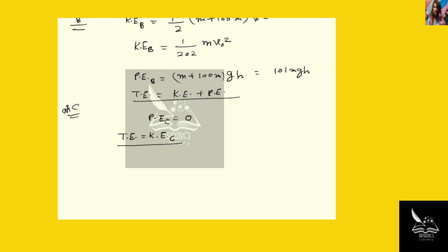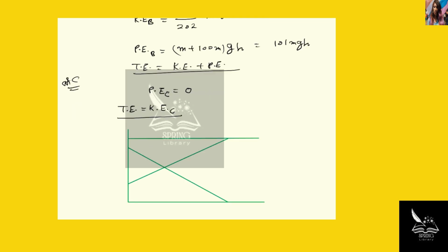Now we'll plot the graph. This is the graph. On the x-axis is distance x, on the y-axis is the energy. This shows that the total energy is conserved throughout the distance. Sorry, this is point B and this point is C.